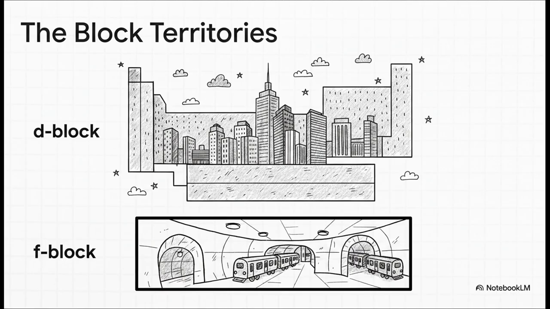Then you've got the F block. These are the inner transition metals, and they act almost like a secret underground subway system, placed in a separate panel at the very bottom. Down there, it's the deeply buried anti-penultimate, or n-2, 4f and 5f orbitals that are getting filled up.